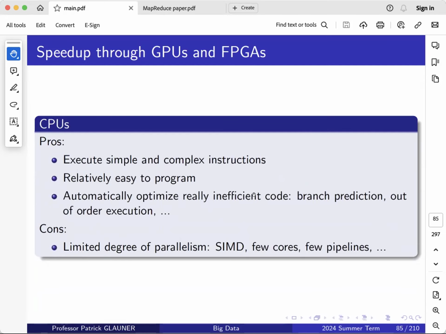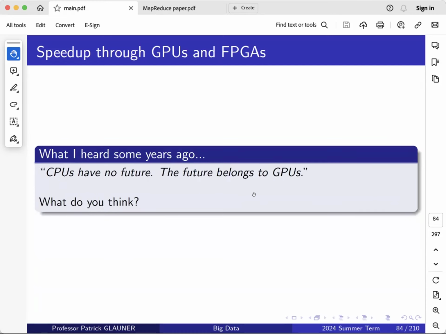So that's why I think that the statement that I heard a few years ago, that CPUs have no future and the future only belongs to GPUs, is probably not correct. When it comes to training neural networks, yes, probably GPUs are extremely helpful.